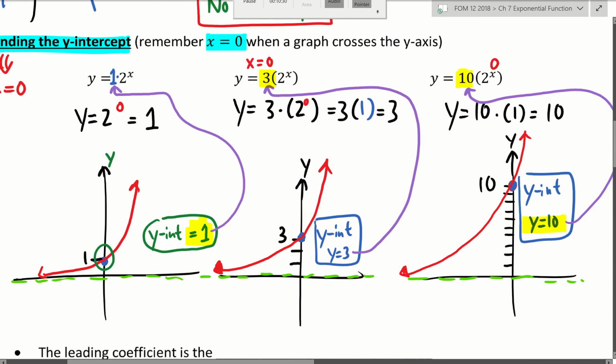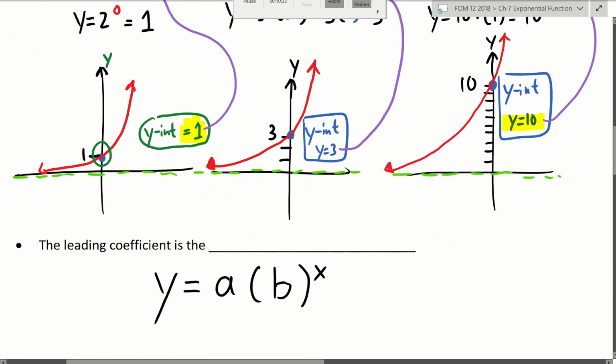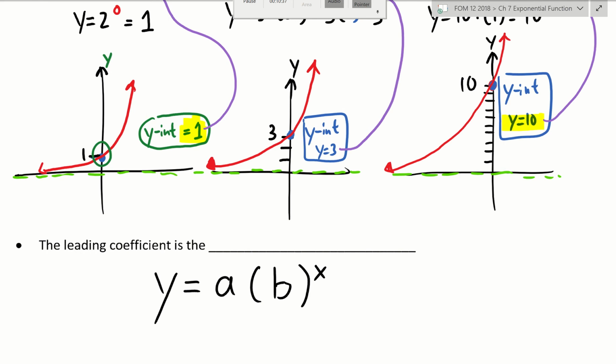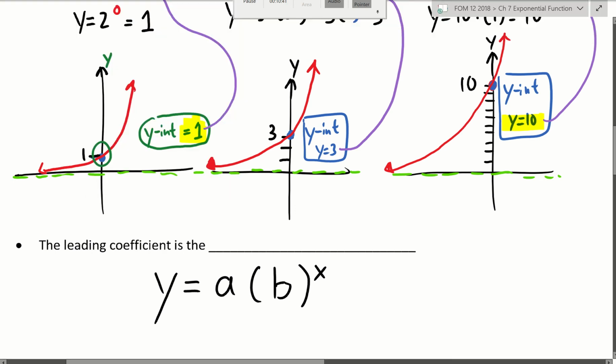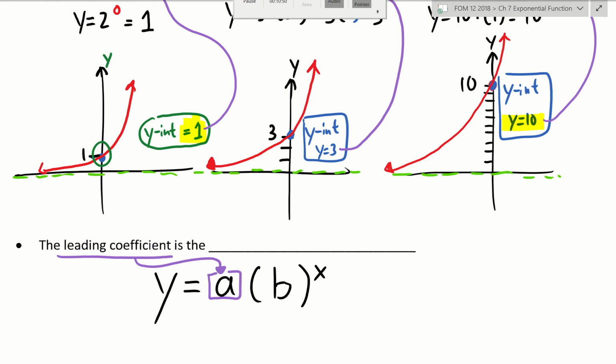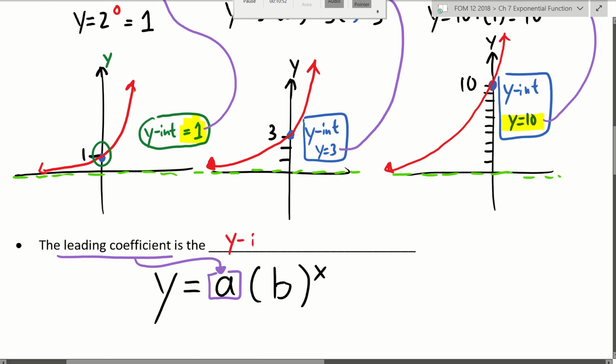So therefore, I think we have the law already. The leading coefficient, which is the term right here, the number that's in front of the base of the exponent, this leading coefficient is the y-intercept.